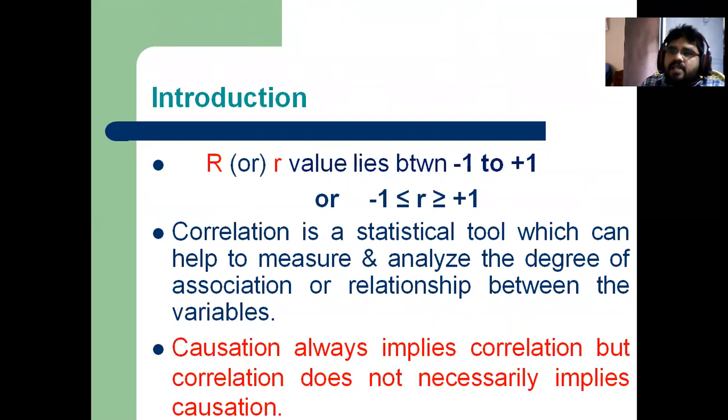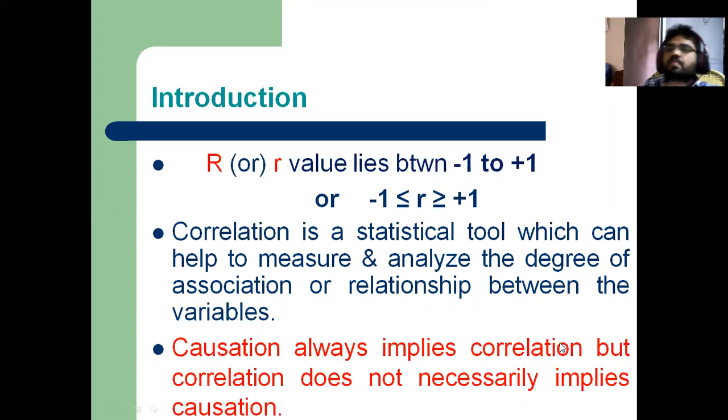Another important point: the R value lies between -1 and +1. When we measure the relationship between two variables, we get a value from -1 to +1. We cannot cross -1 and we cannot cross +1. If the value is in excess, we need to recheck whether our problem is correct or wrong.